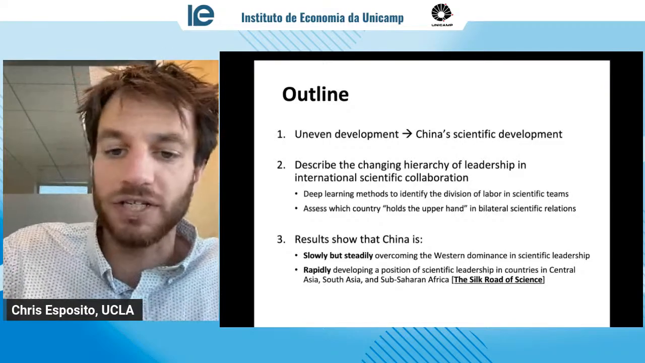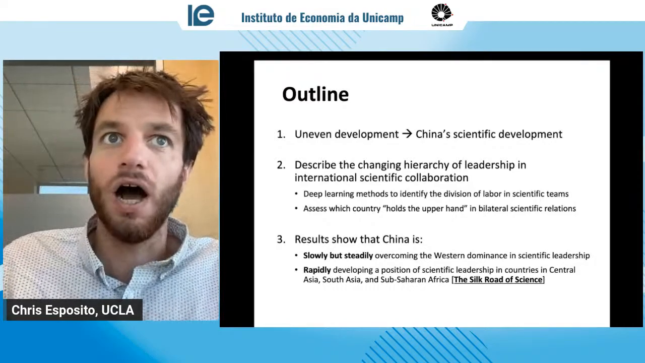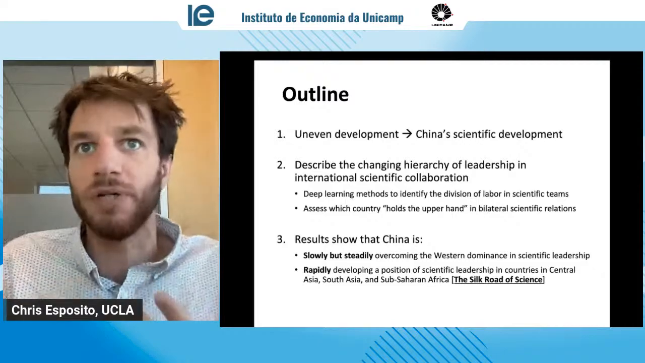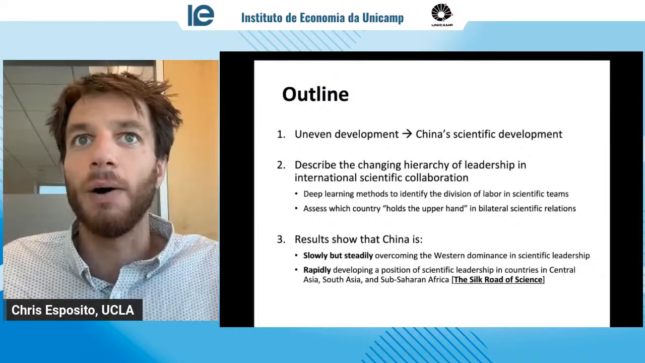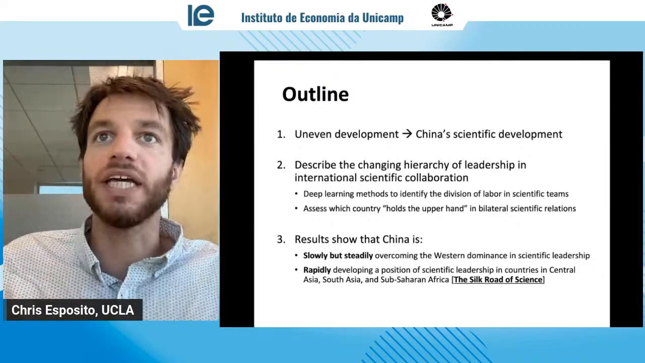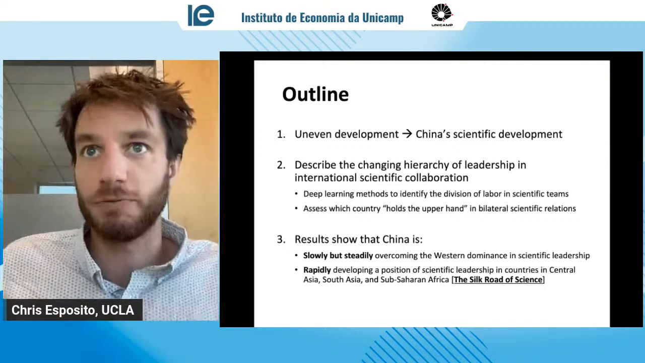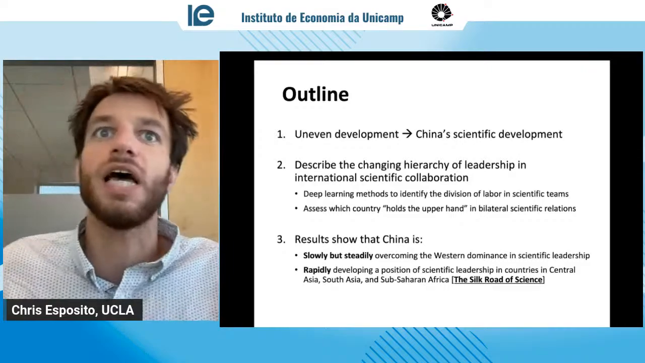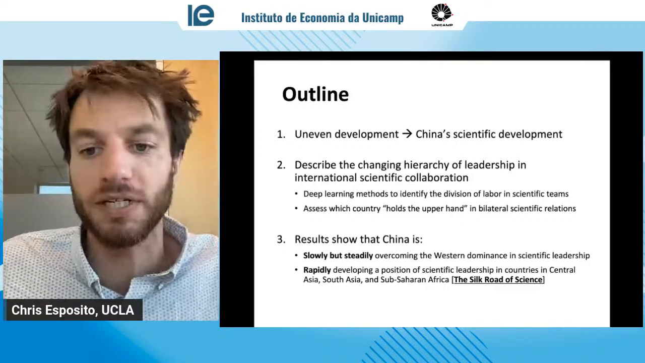So we call this the Silk Road of science because it links very much to the types of development relationships that China is developing in these parts of the world through infrastructure spending as well. So we're trying to draw that analogy between the infrastructure investments and the scientific development investments that they're making.